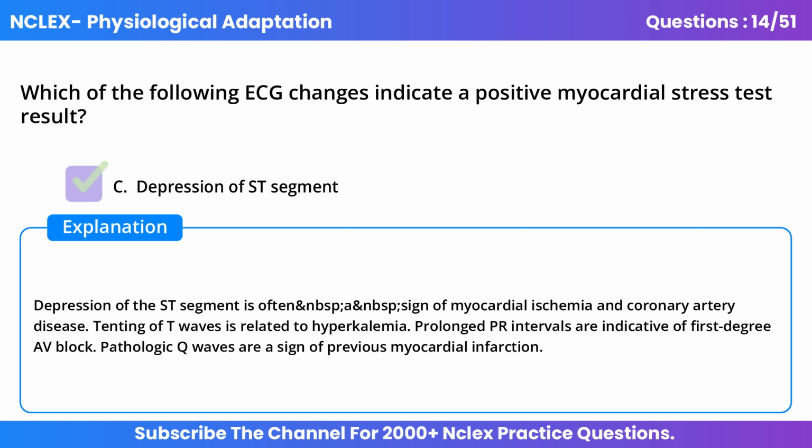Tenting of T waves is related to hyperkalemia. Prolonged PR intervals are indicative of first-degree AV block. Pathologic Q waves are a sign of previous myocardial infarction.